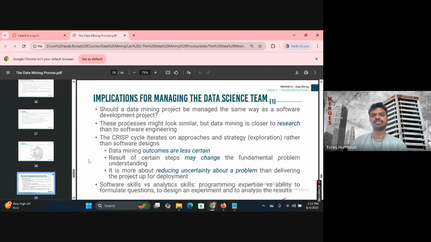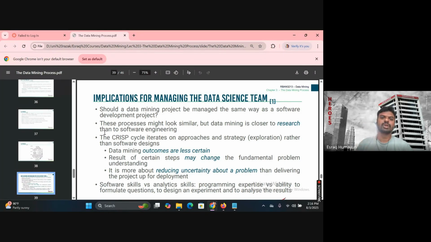Now, implications for managing the data science team. Basically, this thing won't come in exam. We have already learned the CRISP cycle and Sigma. So what do we need to learn from this slide? We already know this, so these are not important things.